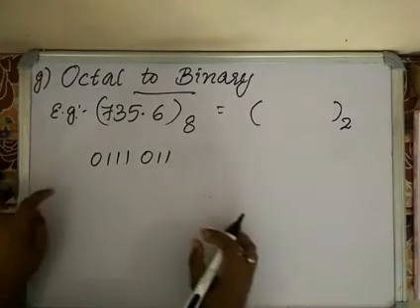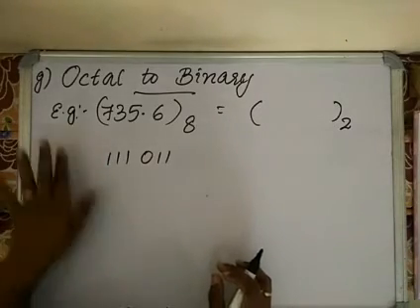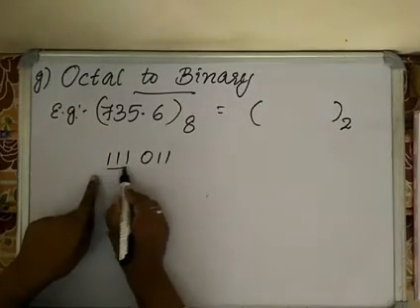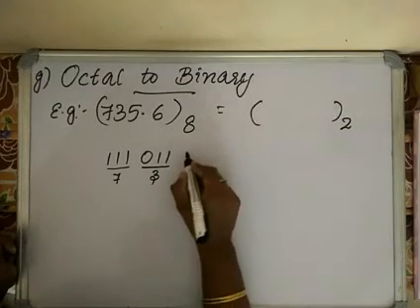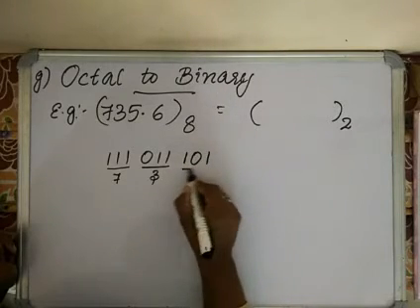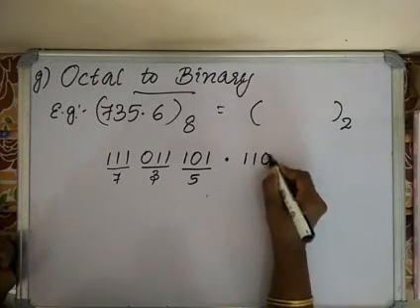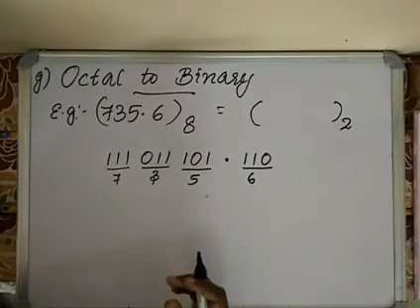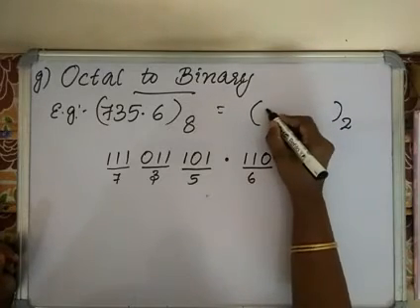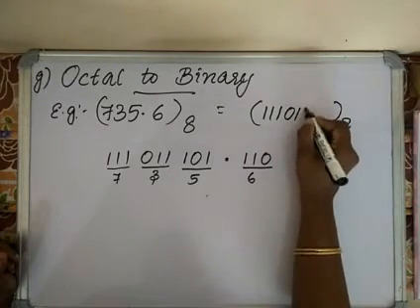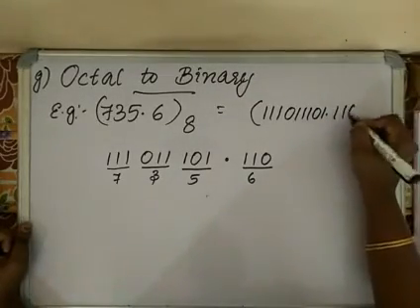Oh sorry, this is 4 bits. In 3 bits, 7 can be represented as 111, three ones. 011 represents 3. Then 5 is represented as 101, and 6 can be represented as 110. It's very simple. For each octal digit, we have to find the 3-digit binary equivalent, and that will be the result of this octal to binary conversion.